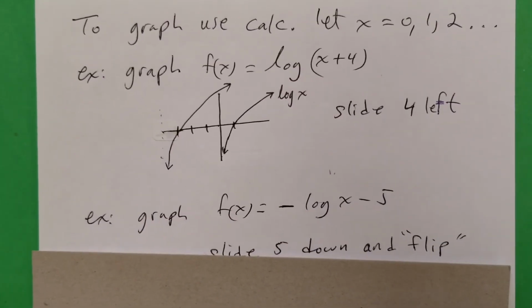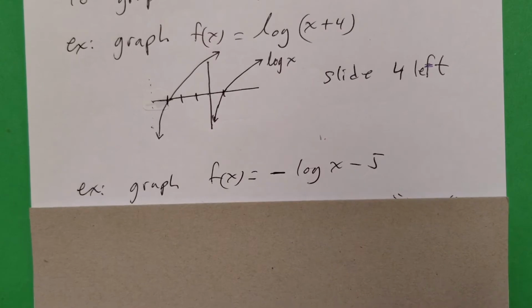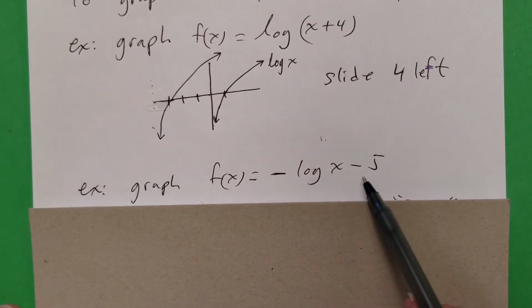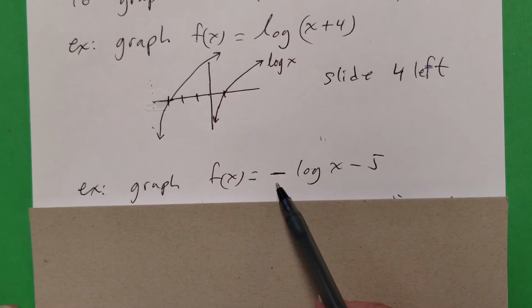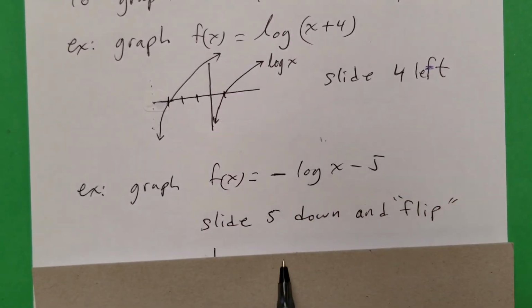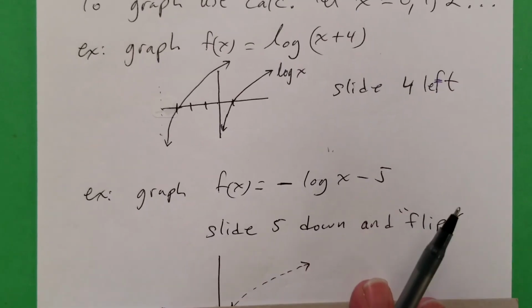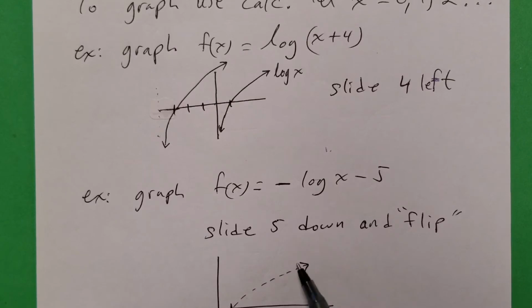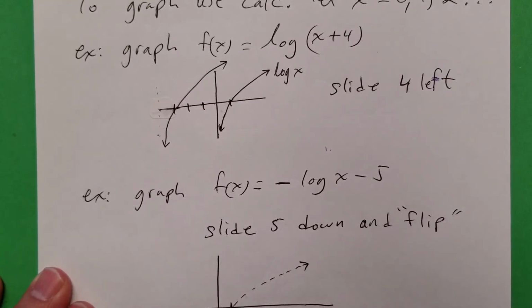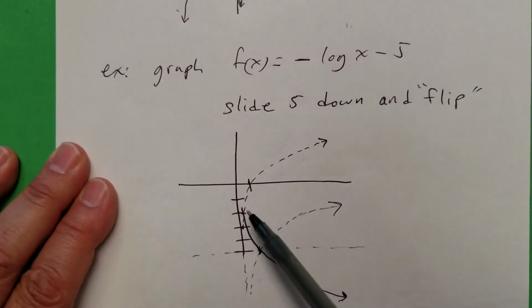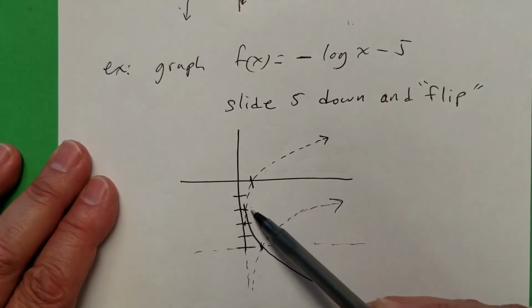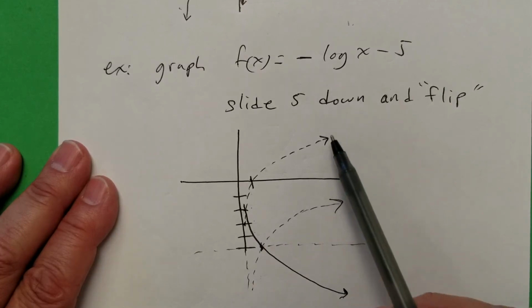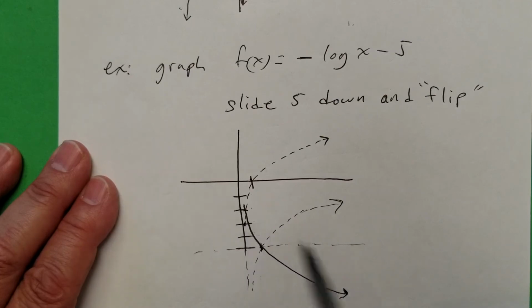Okay? How about this one? Well, you take a plain log x. Minus 5, that's outside the parentheses, so that's 5 down, and then the minus is going to flip it over, right? So slide 5 down and flip it. So here's the regular, just plain log x. If I take that 5 down, I'm way down here, right? 1, 2, 3, 4, 5. Now I need to flip it because it had a negative in the front. So I'm going to flip it. Okay? So I just graphed it.